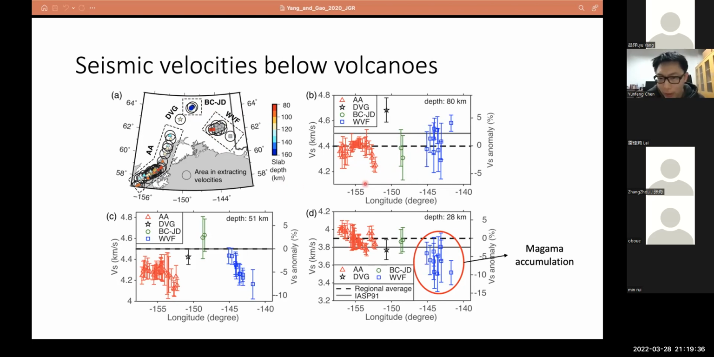I would not dive into much detail here because I think most of the concepts are illustrated nicely in the last figure, the cartoon. But here I would like to point out just one feature. At 28 kilometer depth, you can see that the blue group, which is the WVF, shows much lower velocity compared to all the other groups, right? And the black dashed line here is the regional average. So the velocity here is anomalously low compared to the regional average. They also attribute this low velocity to a large amount of magma at shallow depths, 28 kilometers, which I think is crustal depth. So it's a big magma body in the crust beneath the WVF volcanoes.